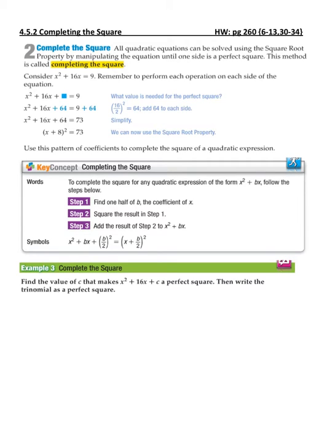All right, good morning, everyone. Today, taking a look at completing the square. So, kind of a continuation of what we talked about yesterday.